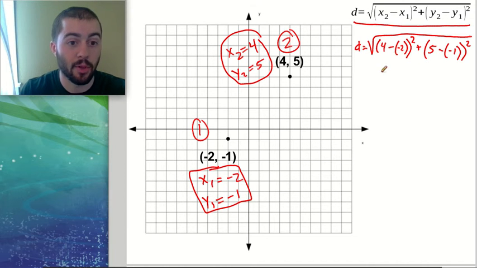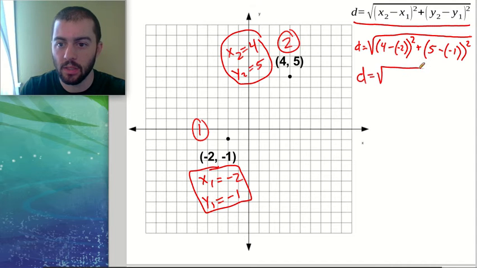So as you can tell from the last example, you want to be real careful with your negative numbers, right? We have minus a negative here that turns into a positive, and be careful when you're squaring negative numbers as well. You gotta really watch your order of operations and your positive and negative signs here. So if we go to simplify this down, we'd get the distance is 4 minus negative 2 would give us 4 plus 2, or 6. We'll square that. Plus 5 minus negative 1 would also give us 6, and that would be squared as well.